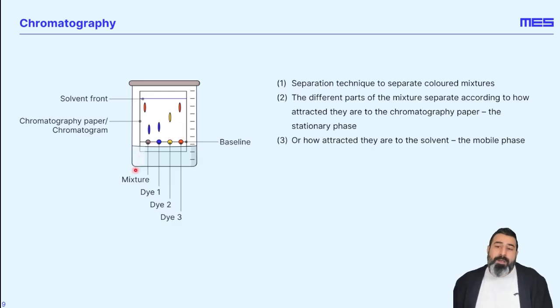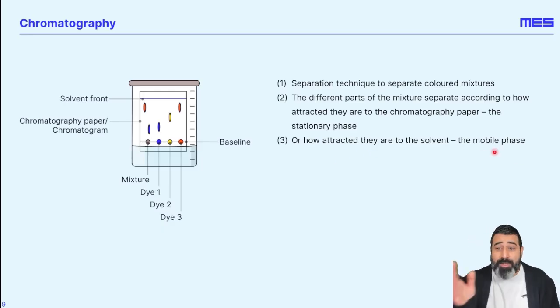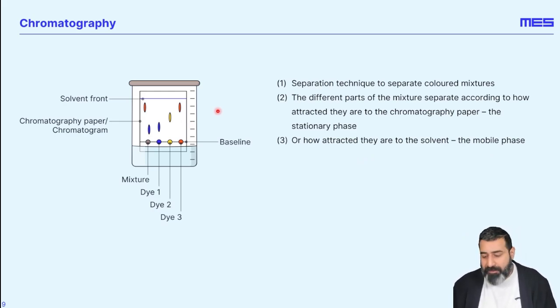Well, this depends on how attracted they are to the chromatography paper, which we call the stationary phase, or how attracted they are to the solvent, which is called the mobile phase because it's moving, and the chromatography paper is static, therefore the stationary phase.